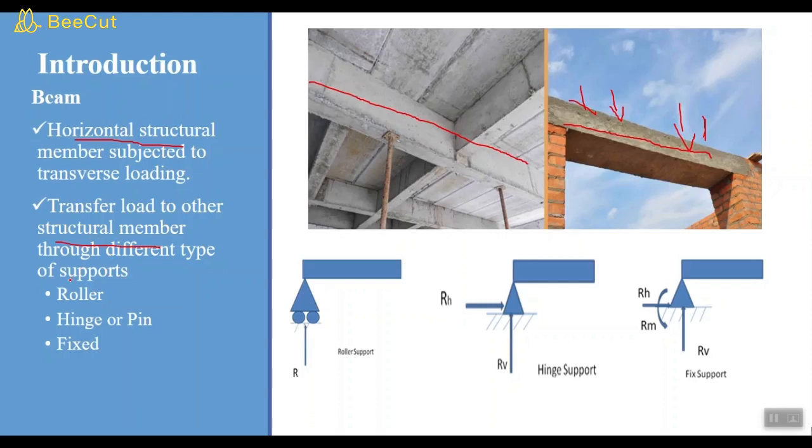This loading is transferred to another structural member through different types of support. Here we can see that the load is transferred from a beam onto a wall. So the first type of support is a roller support, a type of support which only resists vertical forces. Then we have a hinge or pin support, which resists not only vertical but also horizontal forces. And then we have a fixed support. Apart from vertical and horizontal forces, it also resists moments.